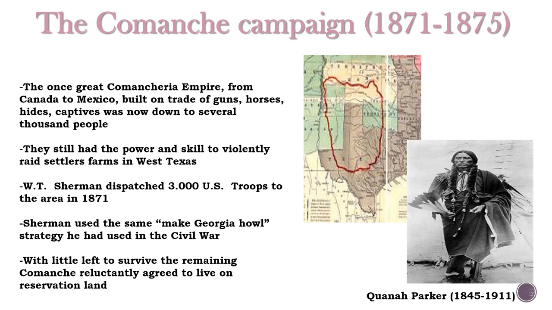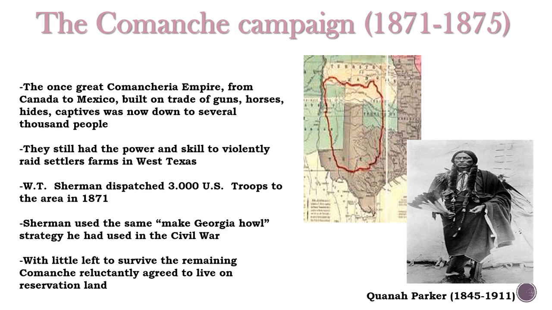The Comanche, a very feared Native American group. Their center of operations was really the Texas, Oklahoma area. Sometimes they even went south into Mexico. The Comanche had their heyday earlier, so they were even more powerful before this, but they were still a force. So, as it says on the screen, the once great Comancheria Empire from Canada to Mexico, built on trade of guns, horses, hides, captives, was now down to just several thousand people. But again, still formidable. They were great fighters, and everyone was afraid to fight them.